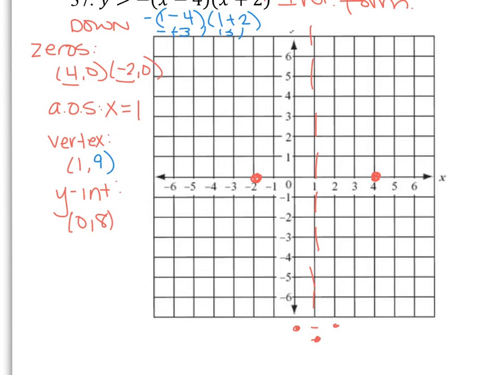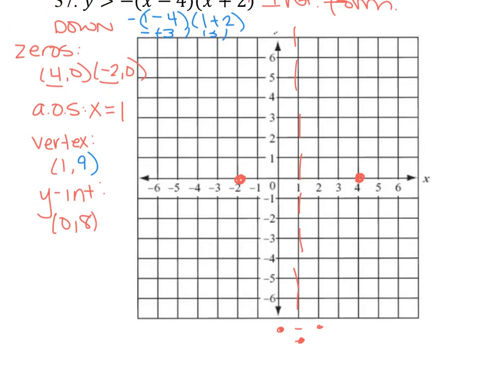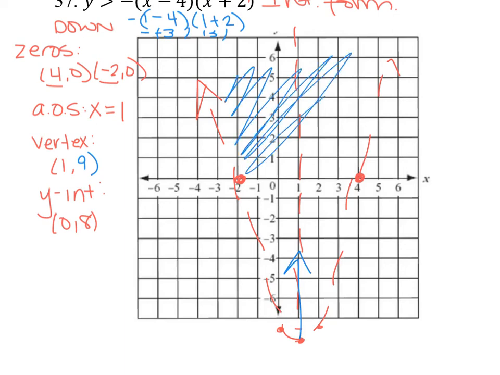And this is an inequality, so I'm going to do a dotted line because it's less than. And I'm sorry, it's not less than, it's greater than. And so since it's greater than, I'm going to draw an up arrow. And I notice my up arrow is in between the legs of my parabola, which means I shade in between my parabola.